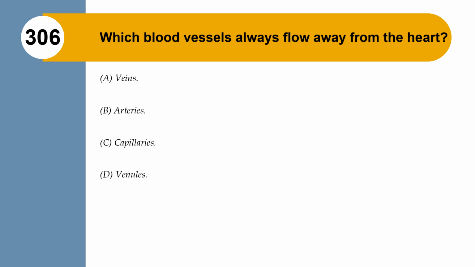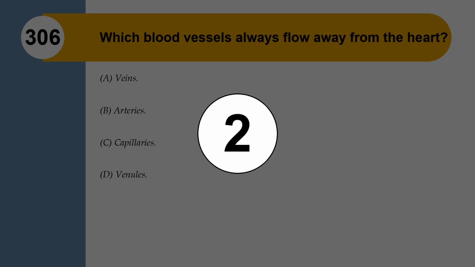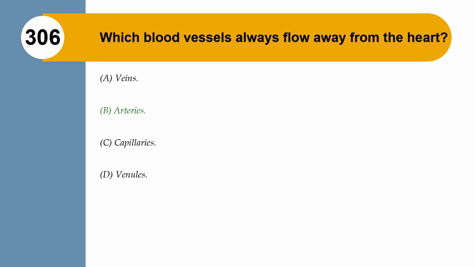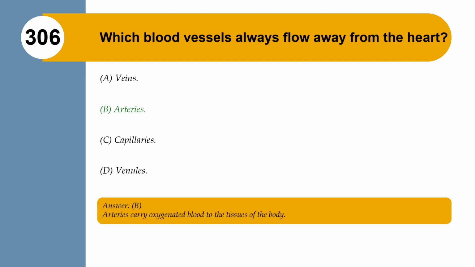Question 306. Which blood vessels always flow away from the heart? Option A, veins. Option B, arteries. Option C, capillaries. Option D, venules. The correct answer is option B, arteries. Explanation. Arteries carry oxygenated blood to the tissues of the body.